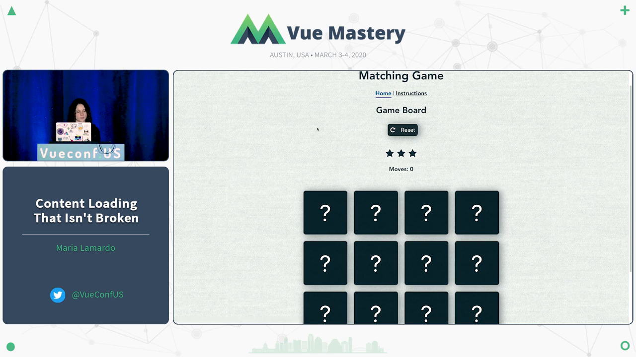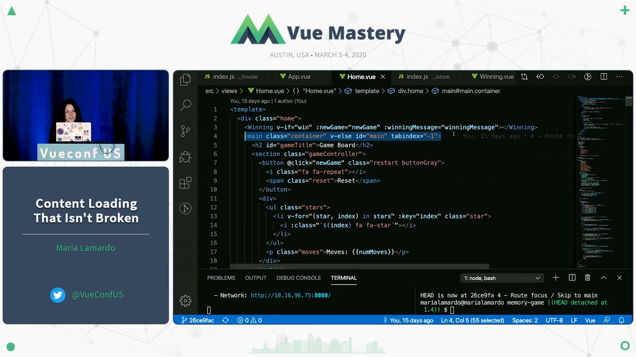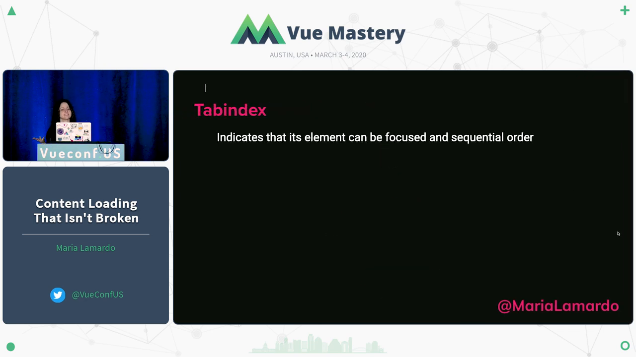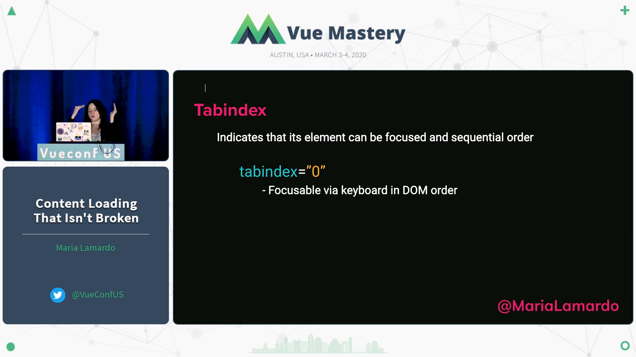I also want to show you that there's different ways to do this, right? So if you go here, you can see that I'm calling focus to this with the ID, but I'm actually giving it a tab index of -1. So let's talk about tab index and how that works. Tab index indicates that an element can be focused, and it sets the sequential order for that element. And there's different types. You can do a tab index of 0, which makes that specific element focusable by a keyboard and in the DOM order that it is in.